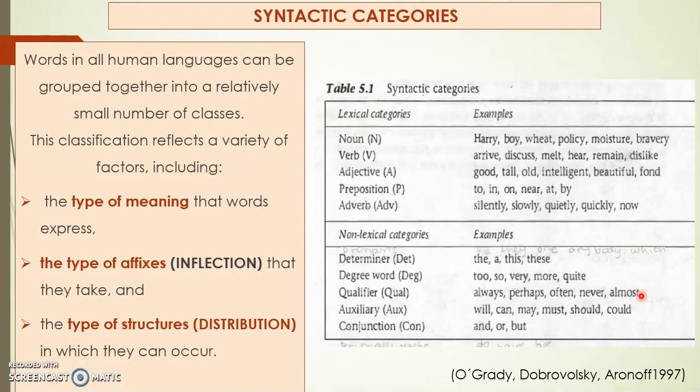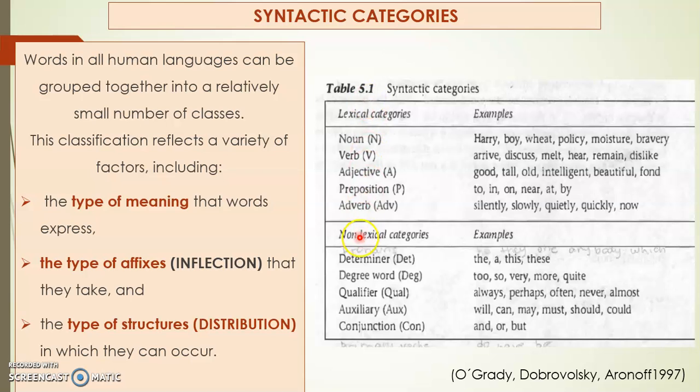Okay, and how we can study, organize, or classify words. So we can think in terms of syntactic categories. So we know that words in all human languages can be grouped together into a relatively small number of classes. This classification reflects a variety of factors. So we're going to analyze these factors according to the type of meaning that words express, the type of affixes or inflections that they take, and the type of structures of distribution in which they can occur.